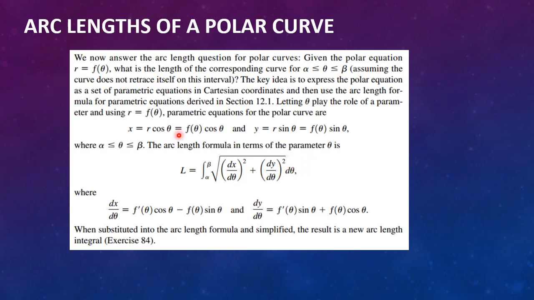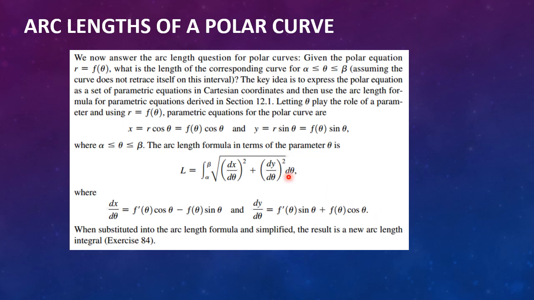Now, if we take the derivative of x with respect to theta, f of theta cosine theta, again using the product rule, we get f prime cosine theta minus f of theta sine theta. If we do the same thing with y equals f of theta sine theta, using the product rule, we get dy d theta equals f prime sine theta plus f of theta cosine theta.